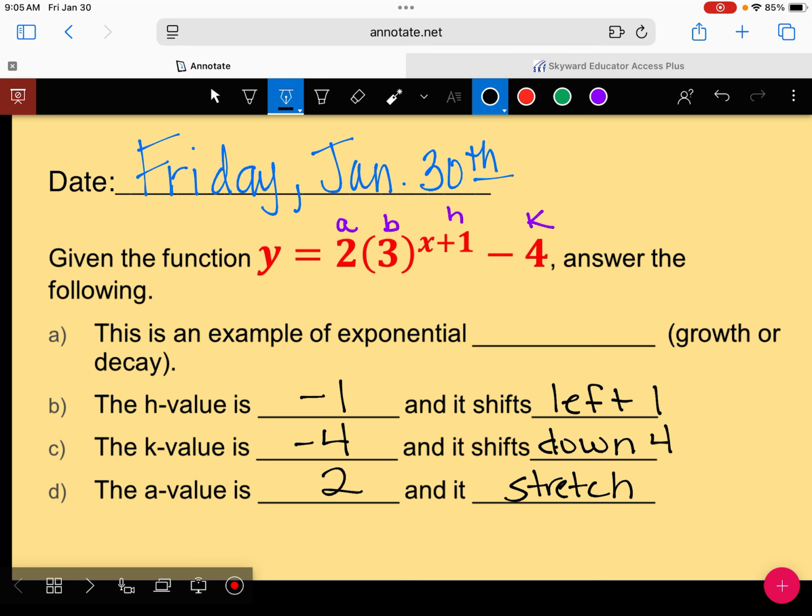All right, now let's look at the base. Whenever this number is greater than 1, it is growth. 3 is greater than 1. So that means that this is a growth function. Growth function is going to increase.